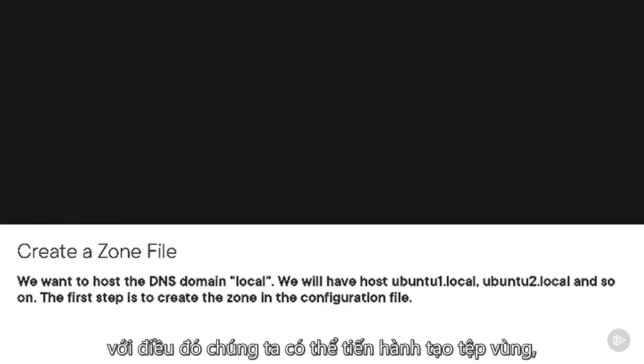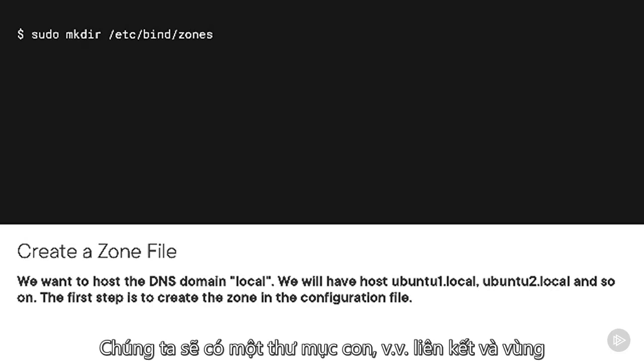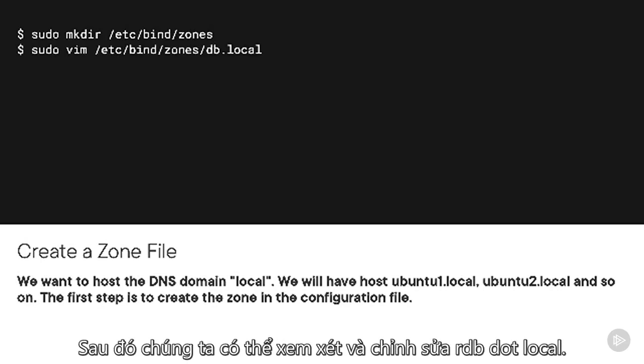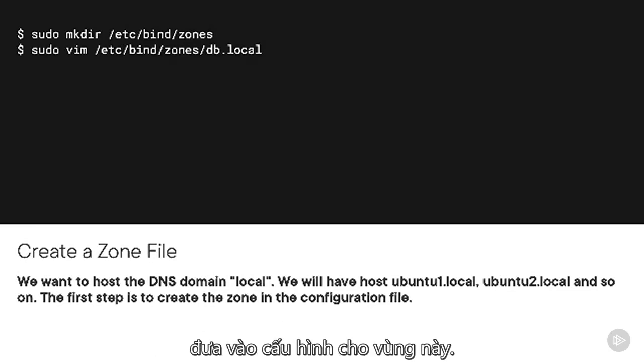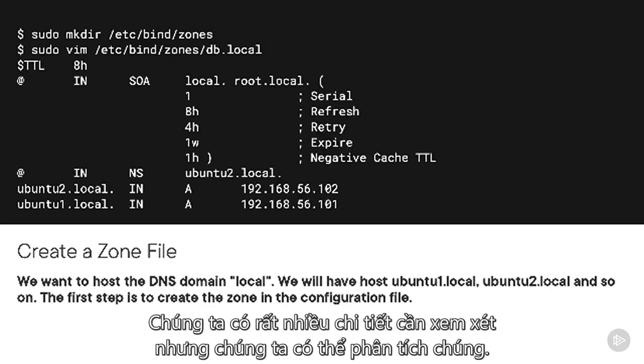Once we're done with that, we can move ahead to creating the zone file, the actual database. We're going to have a subdirectory, /etc/bind/zones, to organize all of our zone databases together. We can then go through and edit our db.local. Just make sure we're referencing the same file that we put in the configuration for this zone. We've got a lot of detail to look at, but we can break it down.